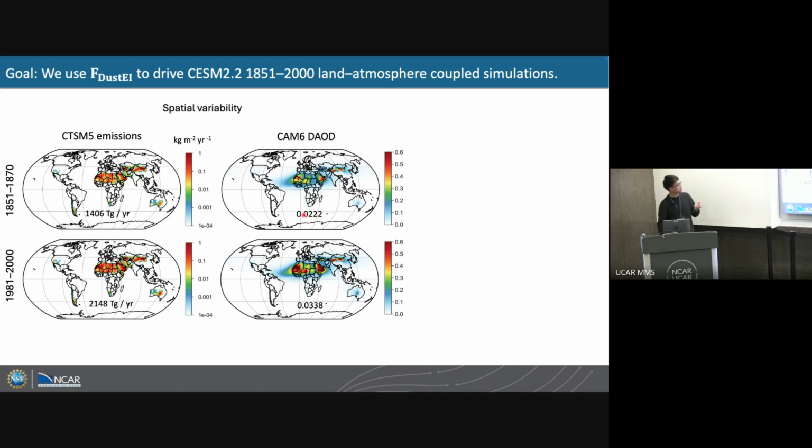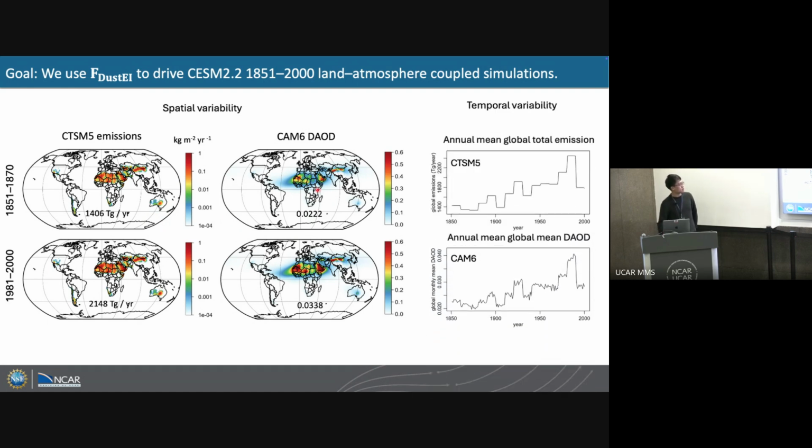And then again, you see a very linear response in the dust aerosol optical depth of about 50% increase throughout the historical period. So it's a very linear response of dust AOD to the dust emissions. So that's interesting. And I'm showing you the time series here. So DustCOMM version 1, it's a decadal data set. So it changes every decade, but CESM6 is being actively simulated in this case.